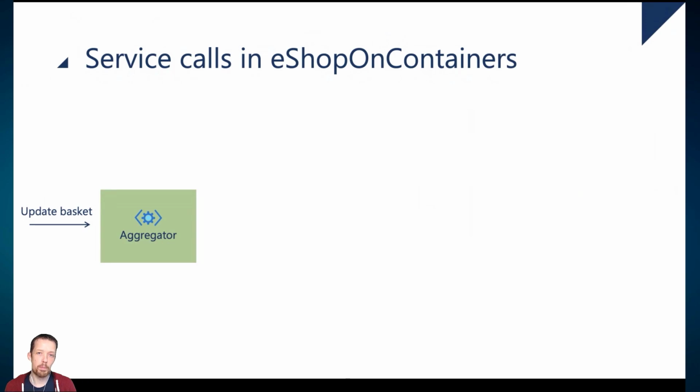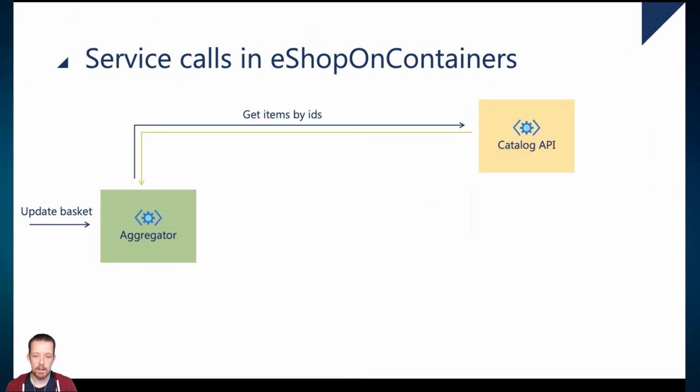So when you update your basket in eShop, for example, by adding a new item or updating the quantity of a specific item, that call is going from the front end through the API gateway to the aggregator servers. And then the aggregator server first makes a call to the catalog API to retrieve additional information about the items in your basket. And it uses that information to ensure that the updated basket items are still available from the catalog and that they contain the correct price. And after that validation has succeeded, the aggregator server saves the updated shopping basket by calling the basket API.